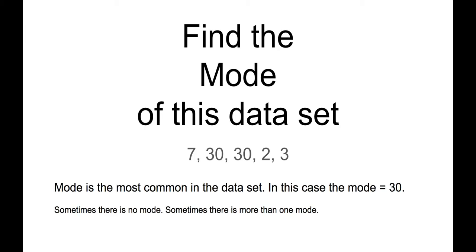Mode is another word we learned. The mode is the most common value in a data set. What is the mode of this data set? Sometimes we can have more than one mode, and sometimes there's no mode at all. But in this case, we have a mode. The most common number is 30.